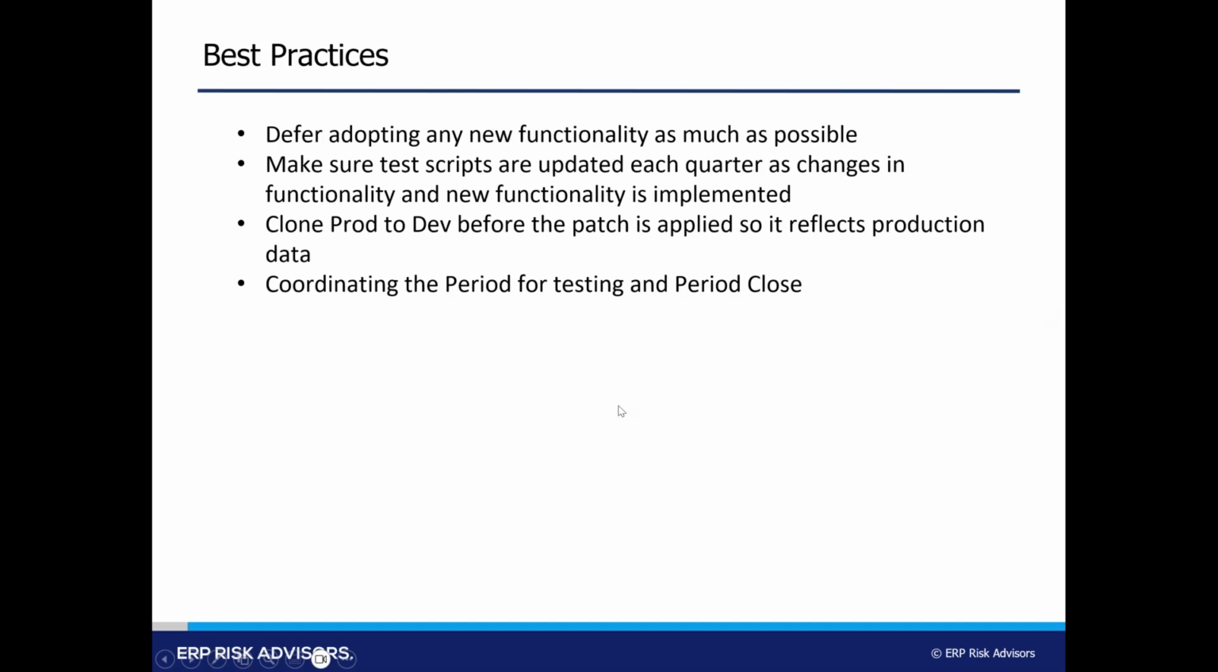And the two speakers gave me these 4 best practices. We talked about adopting any new functionality as much as possible. Make sure test scripts are updated each quarter as changes in functionality, new functionality is implemented. Make sure your clone from prod to dev is applied and reflects production data. And then just make sure that you have the coordinated period opening and closing for testing and testing the period close process. So those are some of the best practices presented by Ravi and Brian in that webinar.